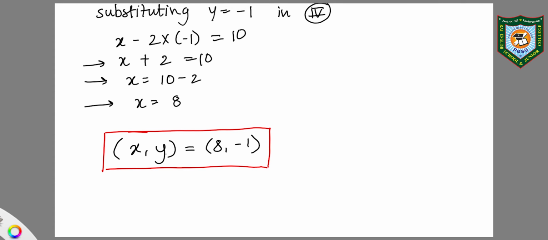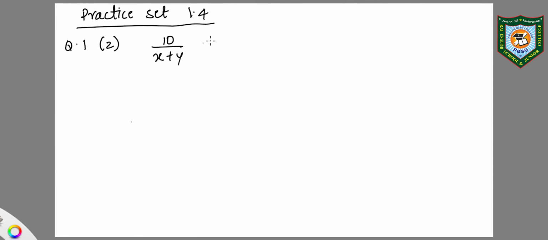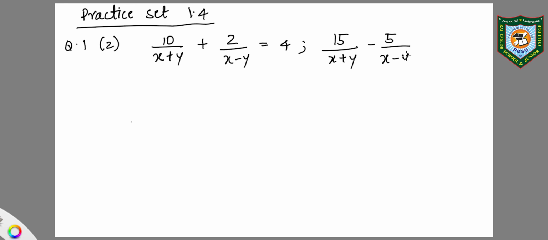Now moving on to our practice set. So this is practice set 1.4. I'm going to attempt question number 2 from sub-question 2 from question number 1. So my question is 10 divided by x plus y plus 2 divided by x minus y is equal to 4, and 15 divided by x plus y minus 5 divided by x minus y is equal to minus 2. So again I start by replacing 1 by x plus y by m and 1 by x minus y by n.